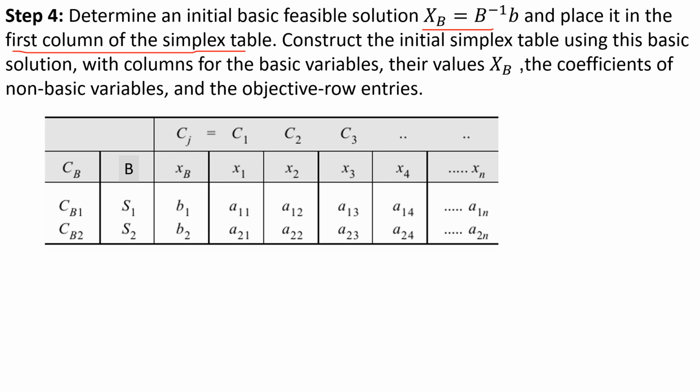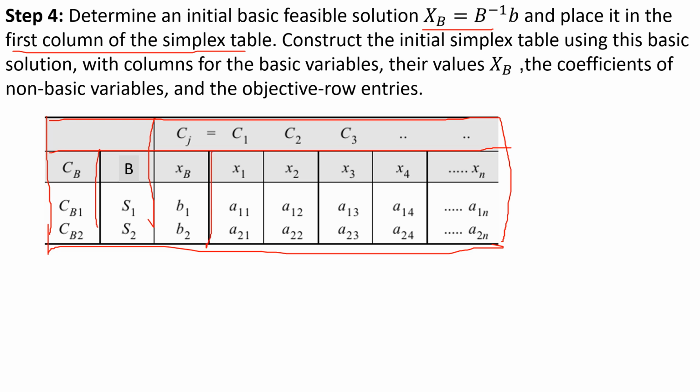So this is the initial simplex table. Here B is the basis variables. First we have to enter the basis variables. Always in the basis variables it should be the slack variables. And CB is the cost coefficients for these basis variables, which should always be 0.